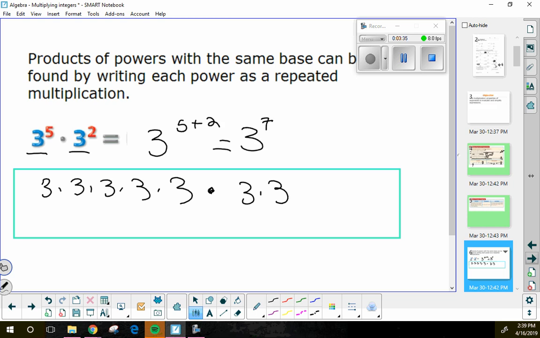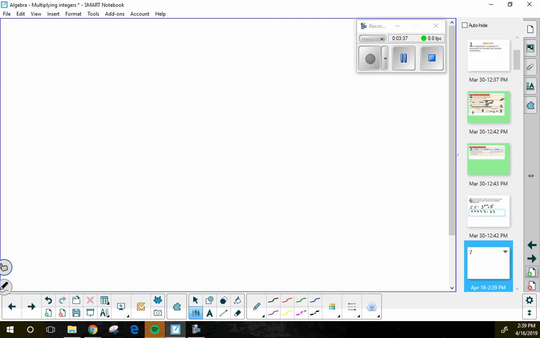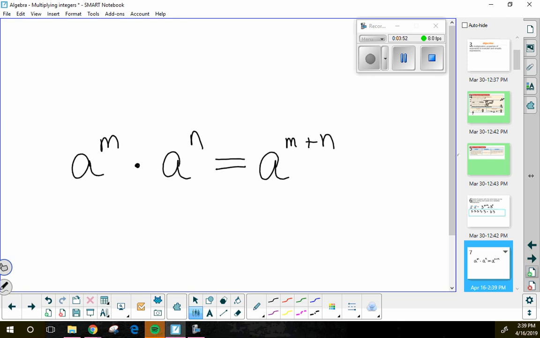So what you want to write in your notes is a to the m times a to the n is equal to a to the m plus n. So when I've got the same variable and I'm multiplying them and they have different exponents, all I do is add the exponents. So this is in your notebook somewhere.